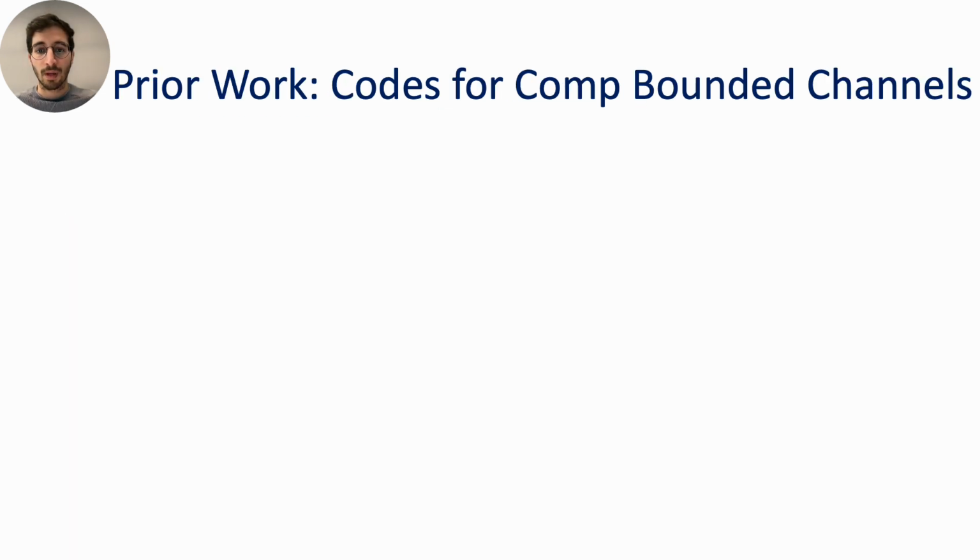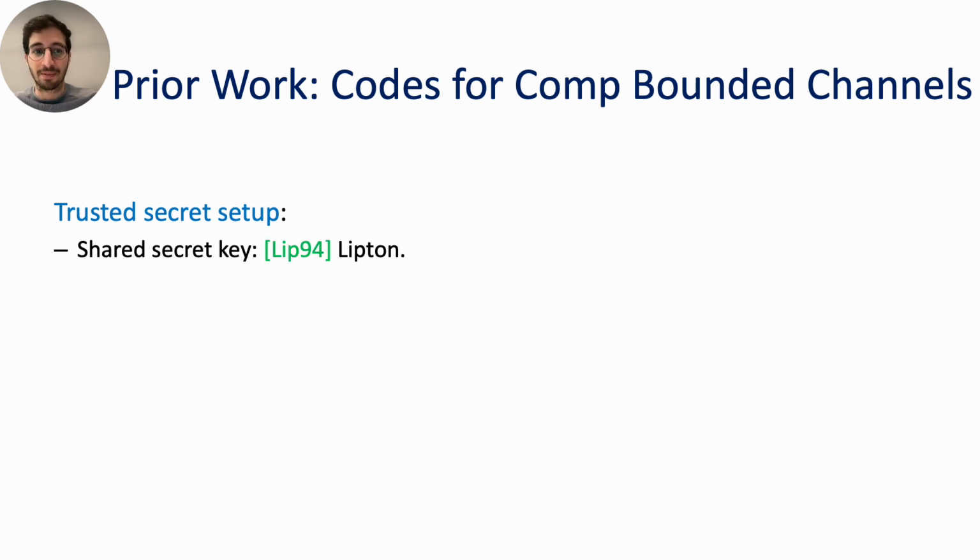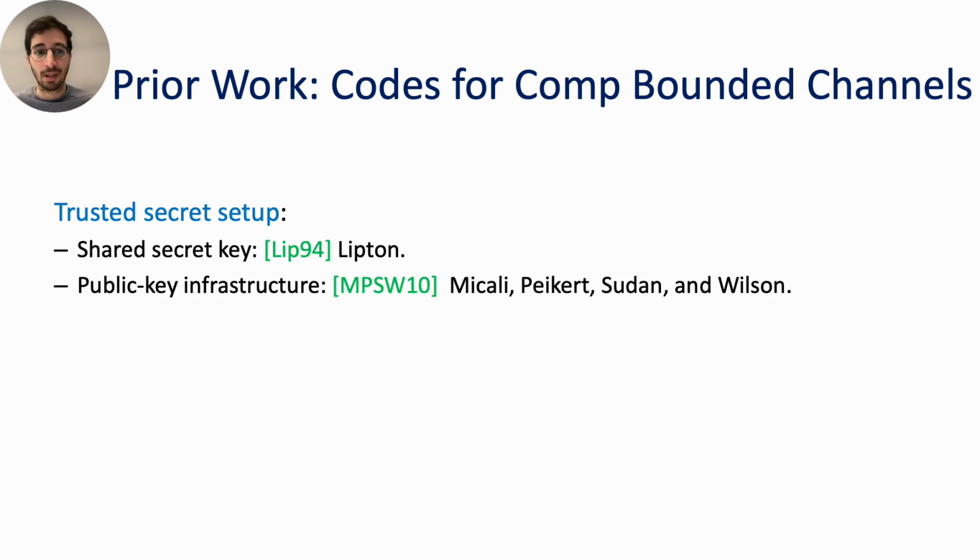Okay, and we're not the first to consider this. So let me mention some previous results for coding for computationally bounded channels. And there are a few distinctions I want to highlight. First is that there is a line of work that considered constructing codes for PPT adversaries with some trusted setup, starting with Lipton himself, who considered shared secret keys, and follow-up work by Micali et al. that considered public key infrastructure. So assuming public key infrastructure, they were able to get better codes for PPT.